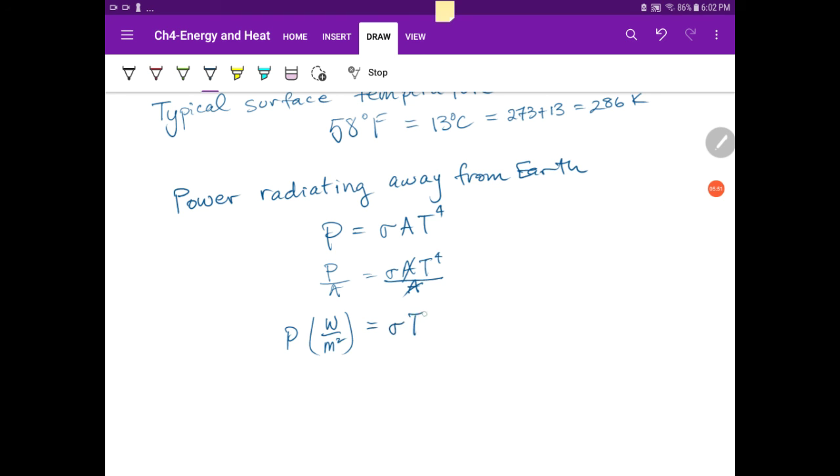So sigma T to the fourth, that's 5.67 times 10 to the minus 8, again watts per meter squared Kelvin to the fourth. That's going to then be multiplied by 286 Kelvin raised to the fourth power. That means the number and the unit gets raised to the fourth power. And when I calculate that, I will get 286 to the fourth, which is 379 watts per meter squared.